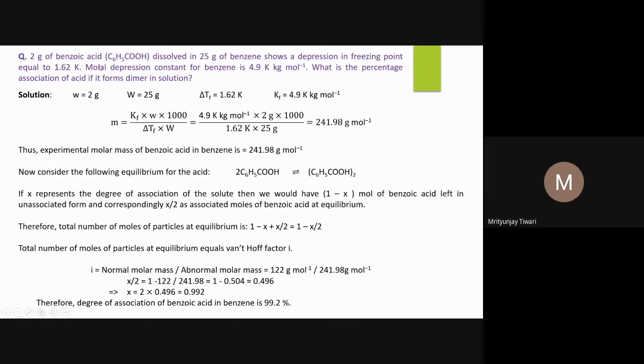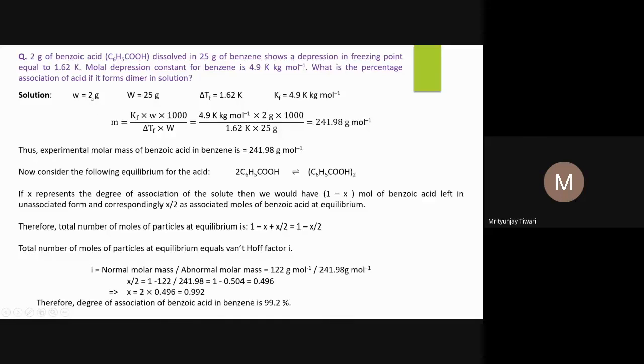So 0.2 gram of benzoic acid, C6H5COOH, is dissolved in 25 gram of benzene, and the depression in freezing point is equal to 1.62 Kelvin. The molar depression constant for benzene is 4.5 Kelvin kilogram per mole. What is the percentage association of the acid if it forms a dimer in the solution? As I said, acids like acetic acid, and benzoic acid also, form dimers in benzene.